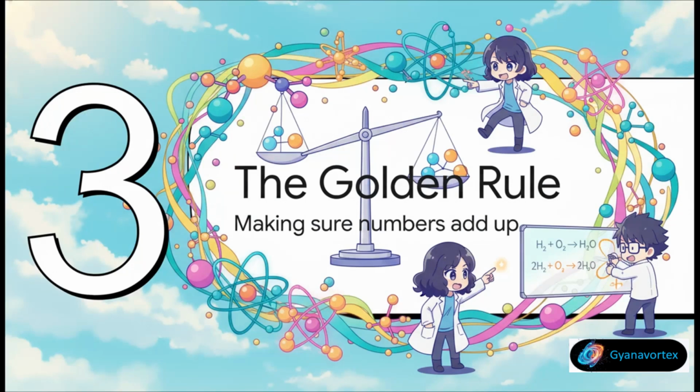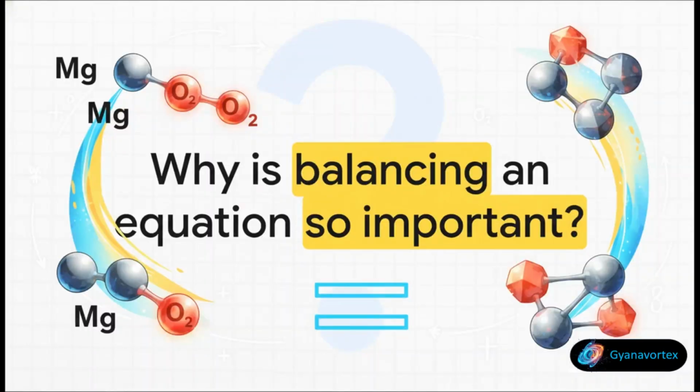Okay, now we get to what is without a doubt the single most important rule when writing equations. It's not enough to just list your ingredients and what they become. You have to make sure every single atom is accounted for. This is called balancing. And you might be sitting there thinking, okay, but why? Why the extra work? Can't we just leave the equation as it is? It's a really good question.